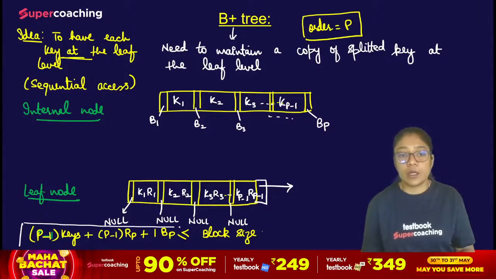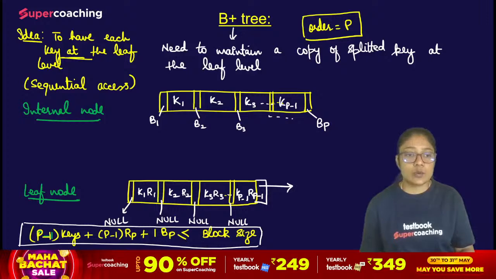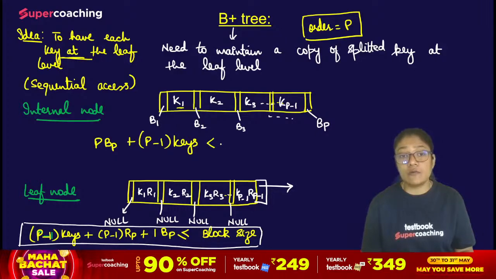This is one formula. Next one. Here for the internal node, we have P block pointers. We have P minus 1 keys. And there is no record pointer. This should fit into one block size. Should be less than or equal to a block size. This is the formula for the internal node of a B plus tree.